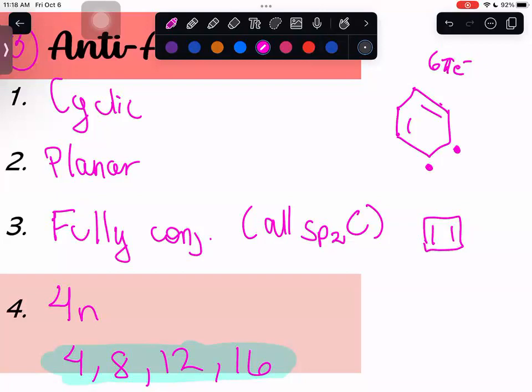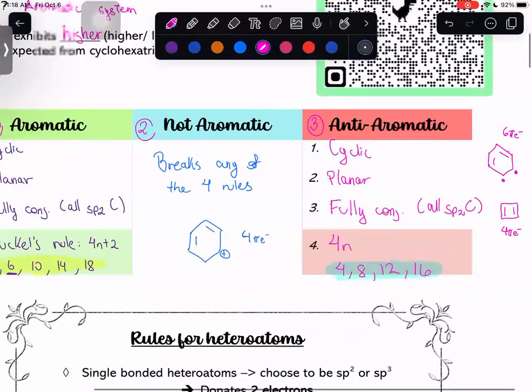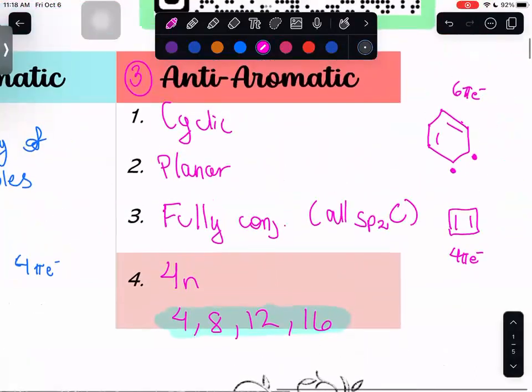Okay, for the next one, the square one. It's cyclic, it's planar, is it fully conjugated? Yes. How many pi electrons do we see? Four. Is that going to follow Huckel's rule or the anti-rule? Anti-rule, therefore the molecule is anti-aromatic.